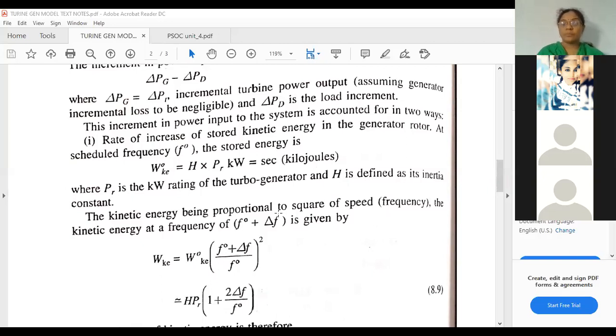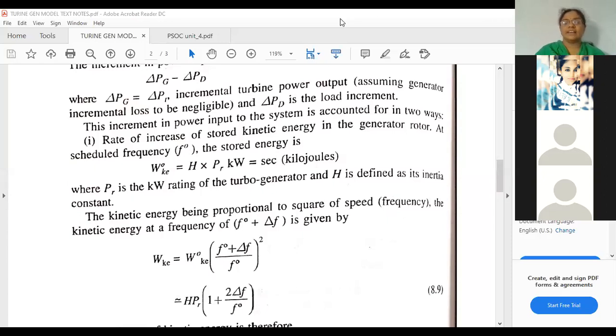The rotor is rotating in this process, so kinetic energy comes into the picture. The kinetic energy is stored in the rotor. The kinetic energy is proportional to the speed squared. Whenever it is proportional to the speed, then what happens?